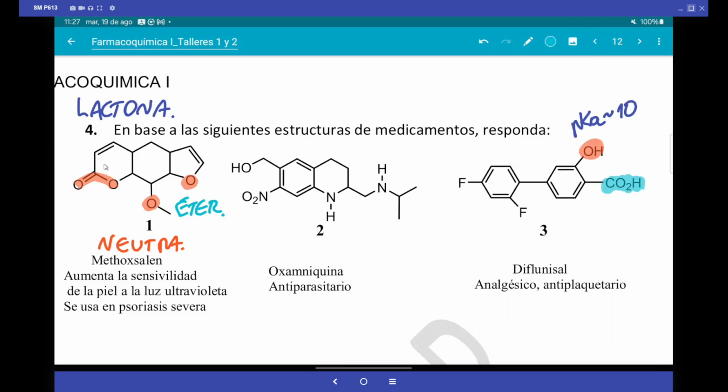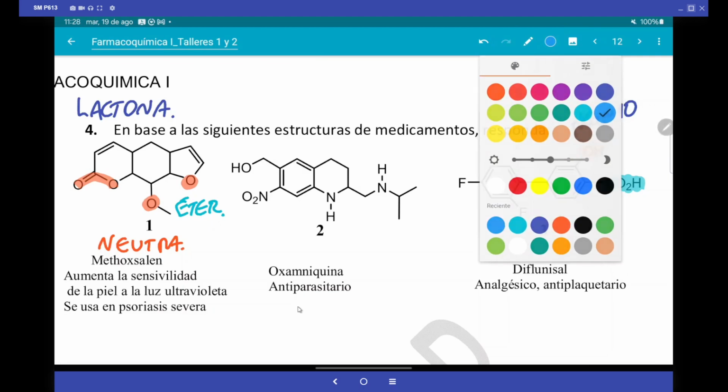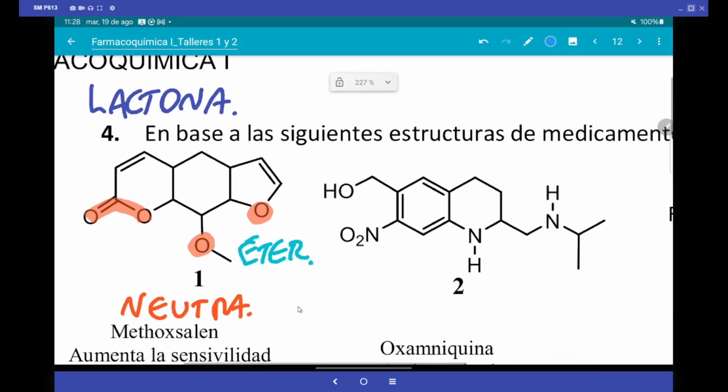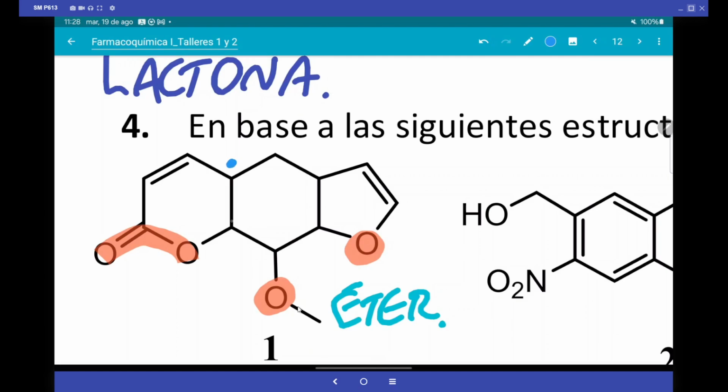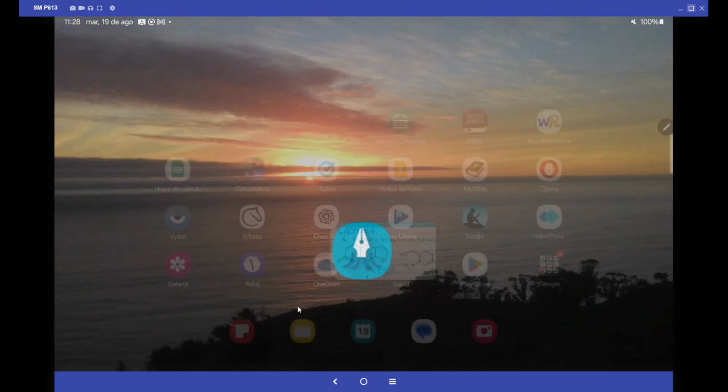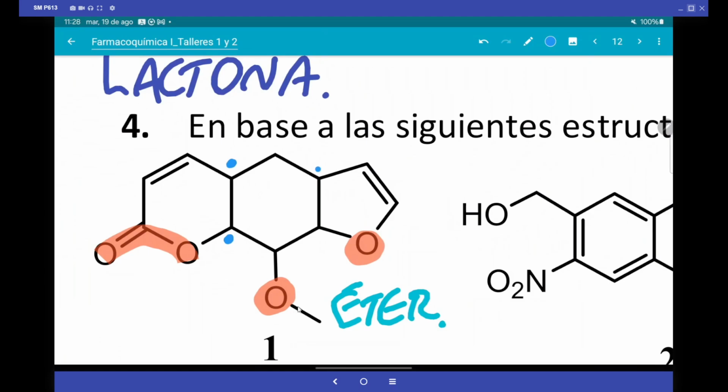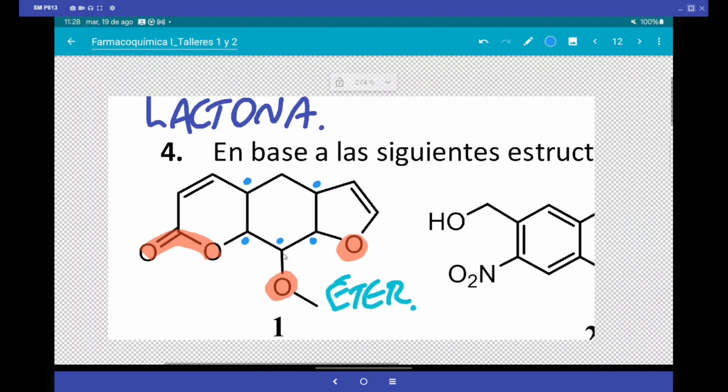And this molecule is large. How many chiral centers does it have? That is also relevant. 1, 2, 3, 4, 5, very well, because this carbon that is here is not a center. It has a symmetry plane, and then there are 5 chiral centers, and we go to the next.